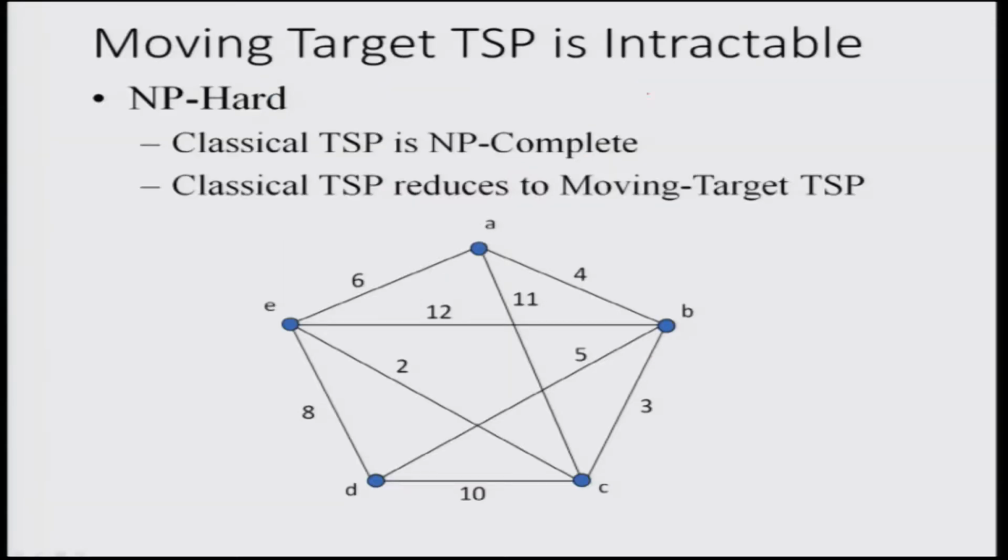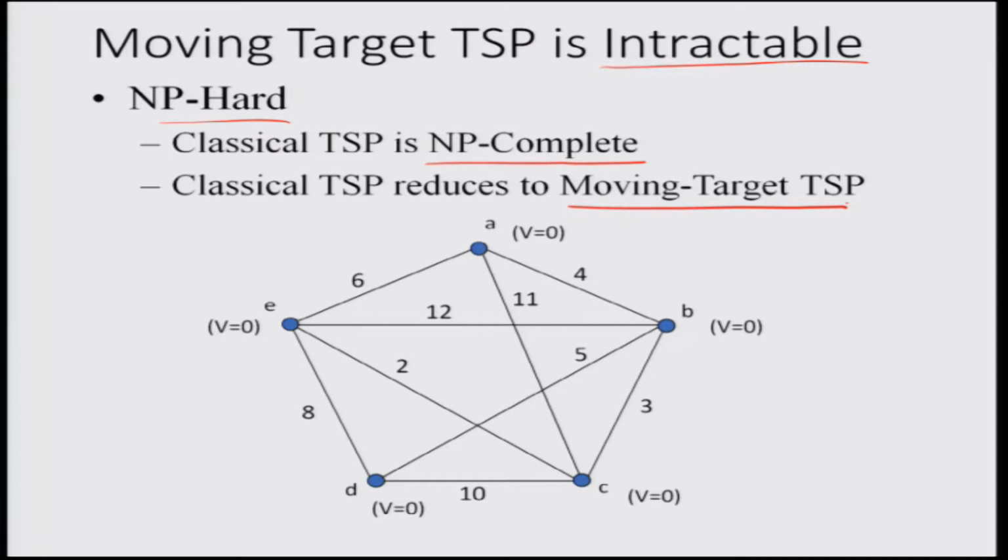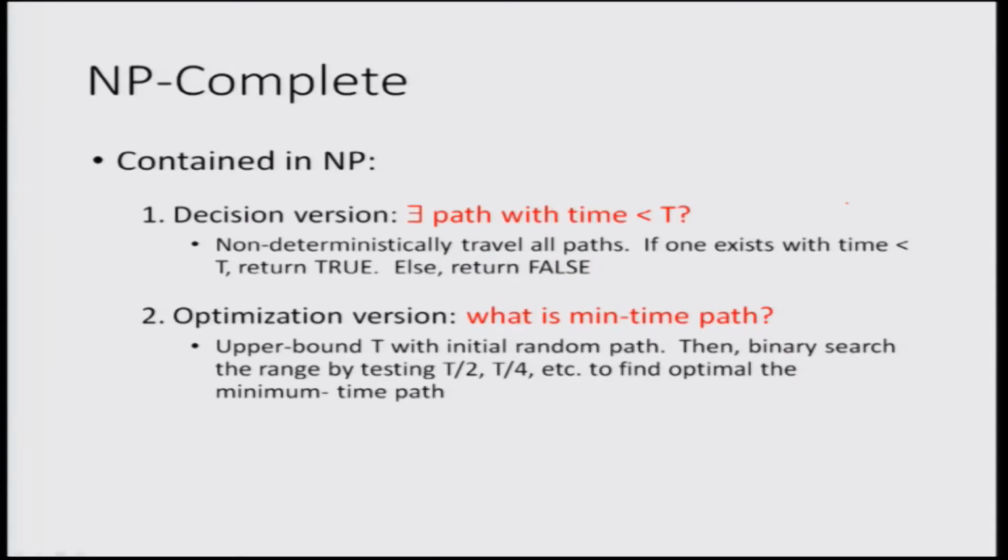It is a very difficult problem because it is an intractable problem. It is non-deterministic polynomial hard, because the classical travelling salesman problem, which is generally without the moving target, is an NP complete problem, whereas the classical TSP can be reduced to the moving target TSP, under this regime where it is an NP hard problem. So, by giving some velocity to each of them, we can get this.